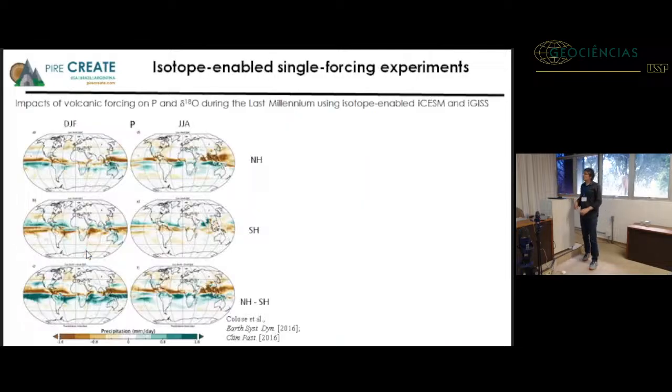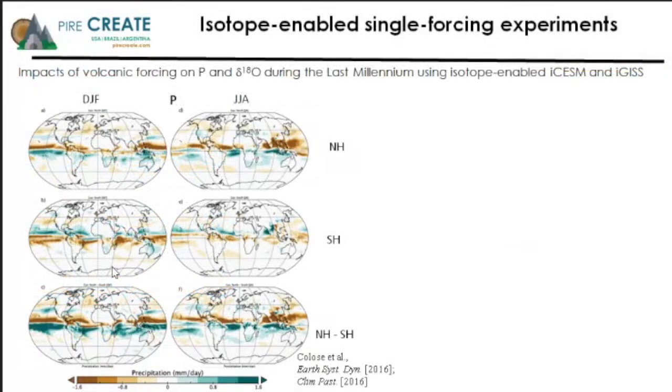Now, so far what I've shown you, we've tried to mimic what we actually observe in the real world. But sometimes that's not the best use of a model. Sometimes you can actually learn more when you do what we call sensitivity experiments or so-called single forcings. So we're just interested in knowing what happens if we only allow one specific forcing to vary. And for the last 1,000 years, the most important one is volcanic forcing.